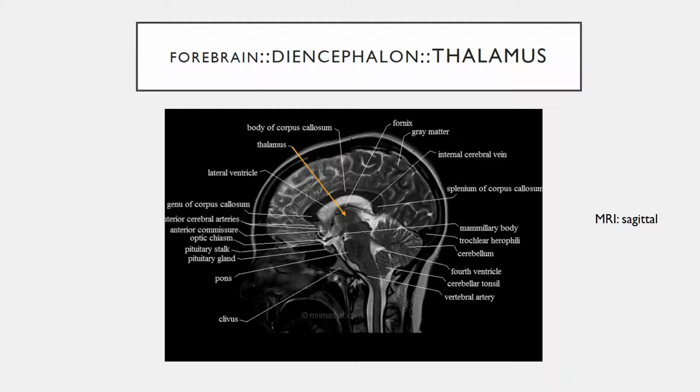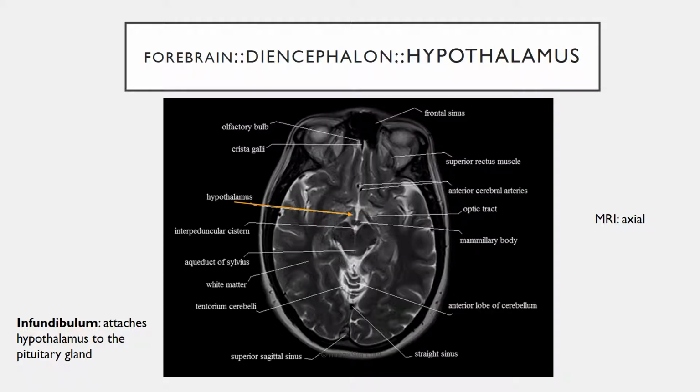The thalamus is made up of mostly gray matter, so non-myelinated neurons. The sagittal plane is best to visualize the thalamus. It's easiest to identify in the sagittal plane. We can see it right there in the middle of our brain, just below our lateral ventricle, which we'll get to in a second. The hypothalamus, hypo means below, so our hypothalamus is located below and slightly anterior to the thalamus.